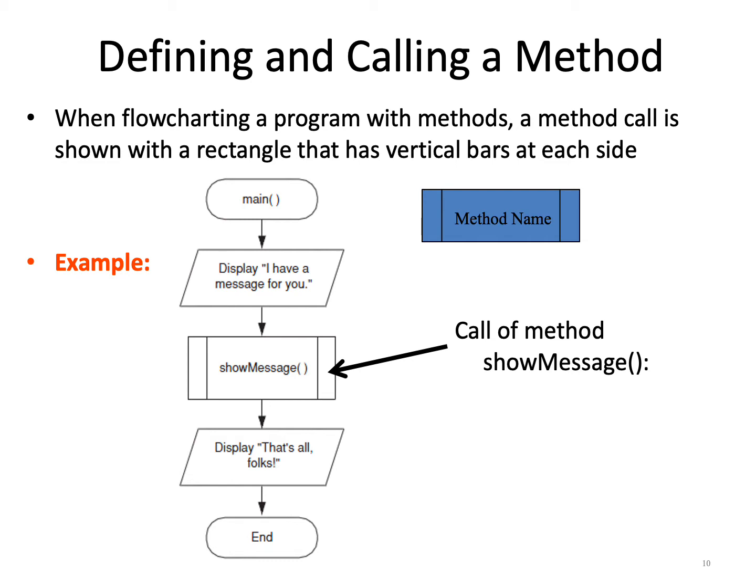In this figure, we have the start or main method. Then we have an output that displays I have a message for you. Next is a method called showMessage in a rectangle with vertical bars at each side. At this point, the method is called and the statements within the method are executed. It then returns back to the main method and continues with the output here that displays that's all folks and ends this program.